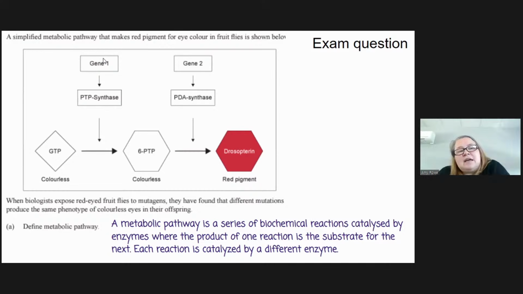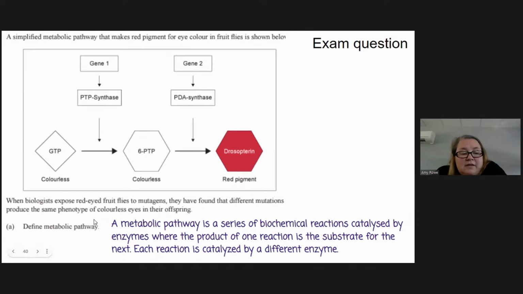we know that if there is a mutation to gene 1, then PTP synthase either won't be made or it won't be functional. It won't be able to work. If it's non-functioning or not made, then it's not going to be able to convert GTP into 6-PTP. Okay, so our metabolic pathway stops right here. None of this is produced, and we may see a buildup of GTP. But GTP results in colourless-eyed flies.